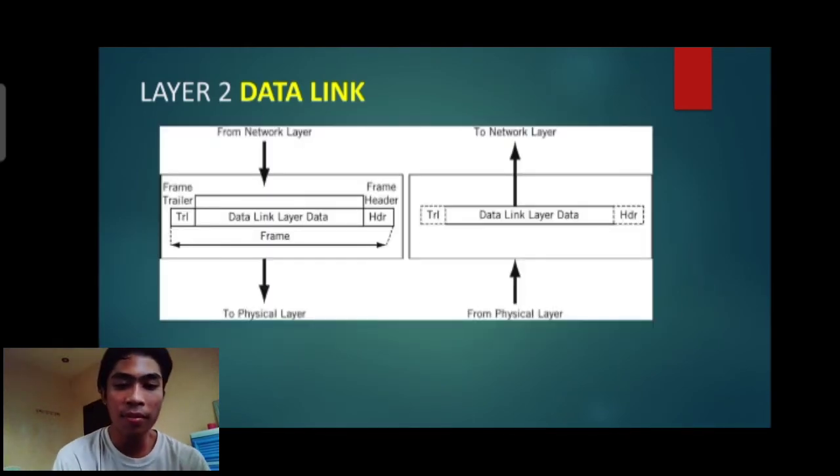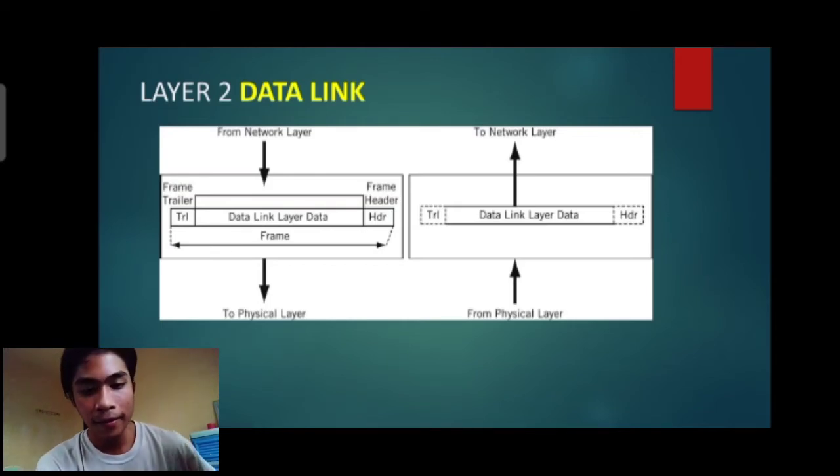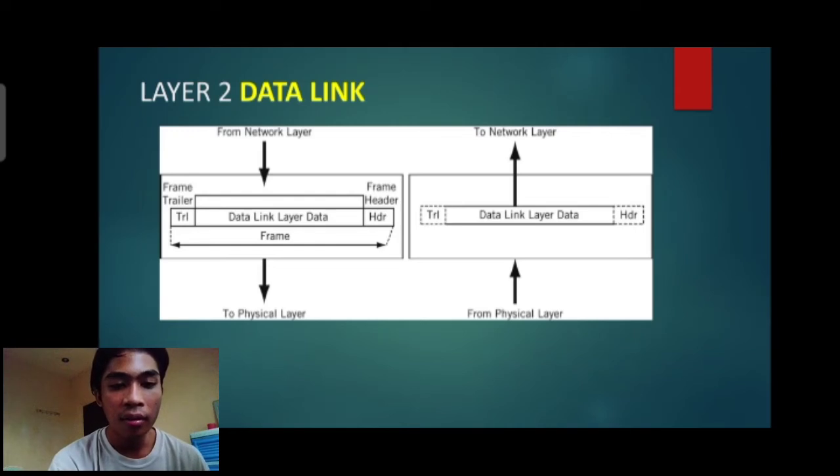So here is the visual representation of layer 2, or the data link layer. We have from the network layer, before it is passed down to the physical layer, or the hardware for short, one of the best examples, or the easiest example, the hardware, computer, or computer device.